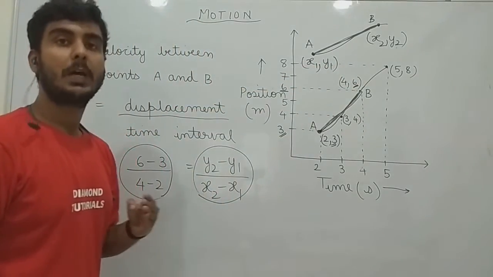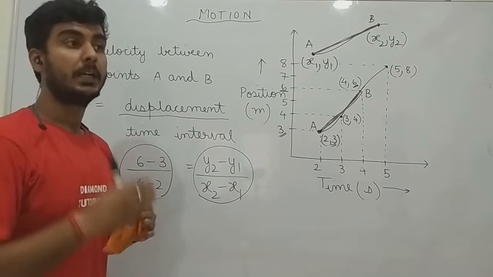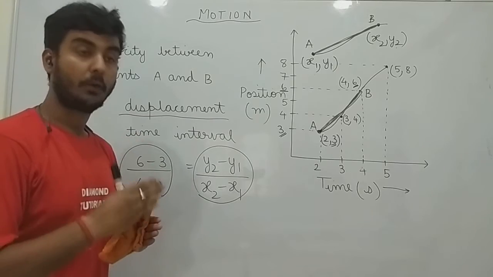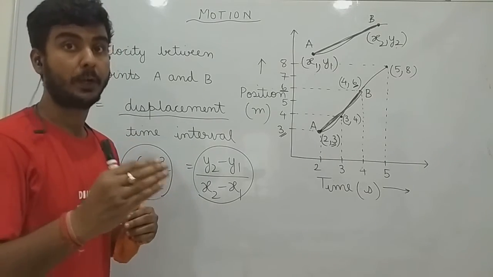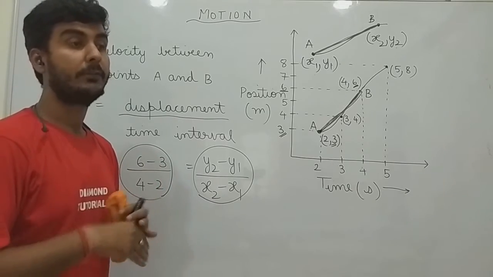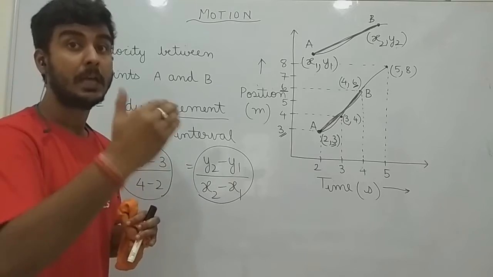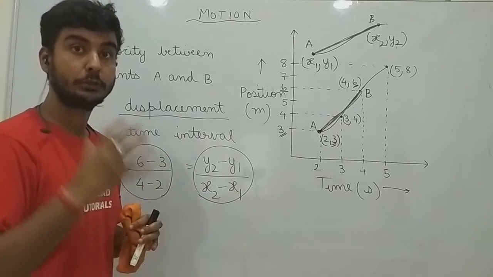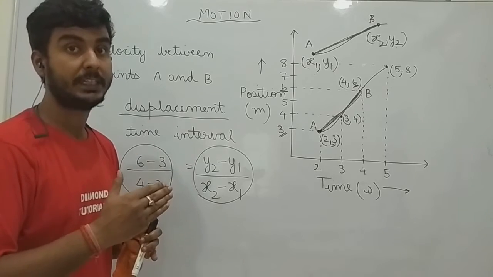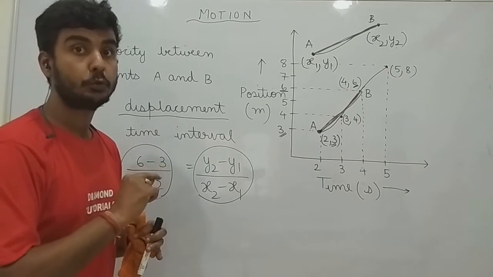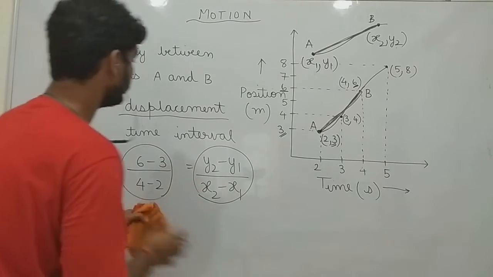So whenever you are asked to find the velocity of a body on a position time graph between 2 points, you have to simply draw a straight line between those 2 points and find the slope of that straight line, because the slope of that straight line gives you what? It gives you the velocity of the body between those 2 points on that position time graph.